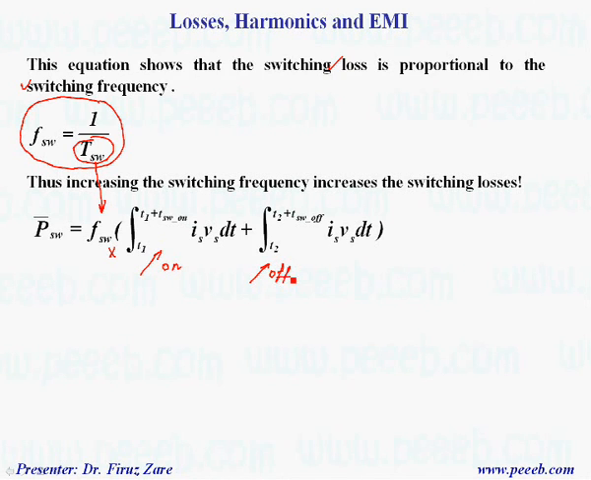So in this case we can see that by increasing the switching frequency, the switching loss is increased, but we know that by increasing the switching frequency we can improve the quality, we can reduce the harmonics and ripple.